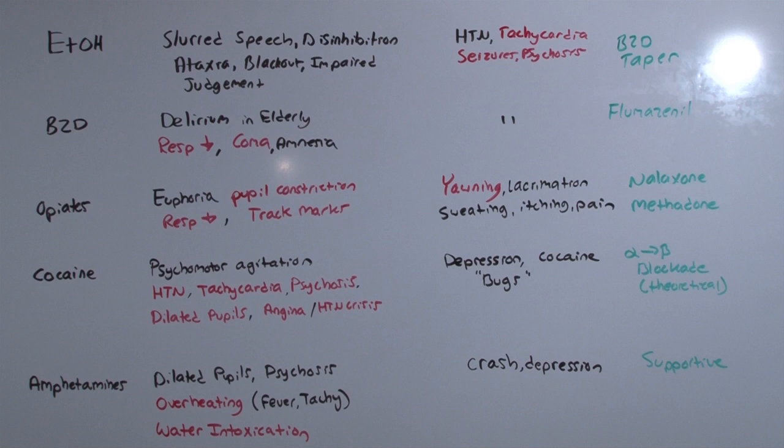It's going to cause psychomotor agitation. They're going to be all active. Hypertension, tachycardia, they can even have violent psychosis. Their pupils will be dilated, and a side effect of cocaine intoxication is angina and hypertensive crisis. This is a vasoconstrictor which produces the hypertension and can also lead to the hypertensive crisis and angina.